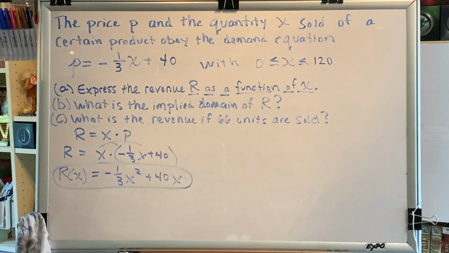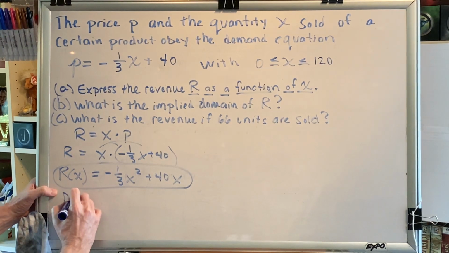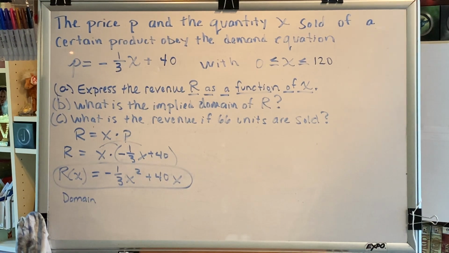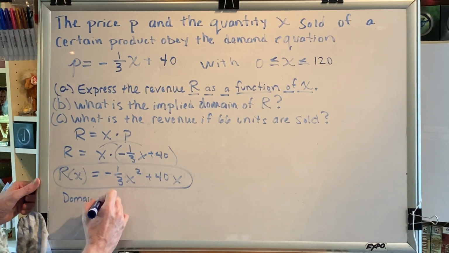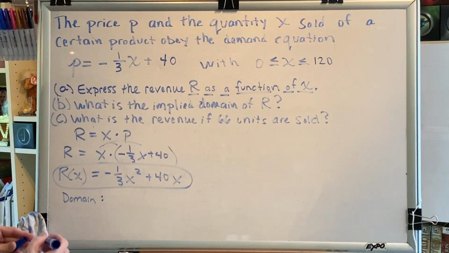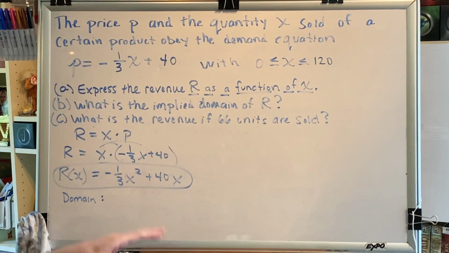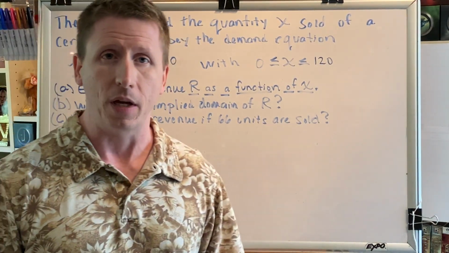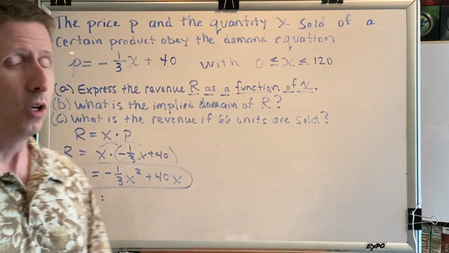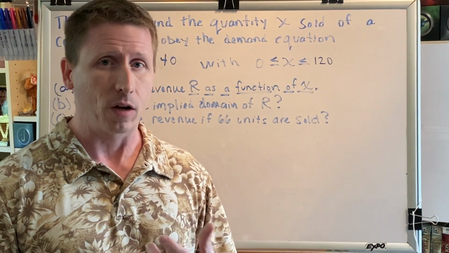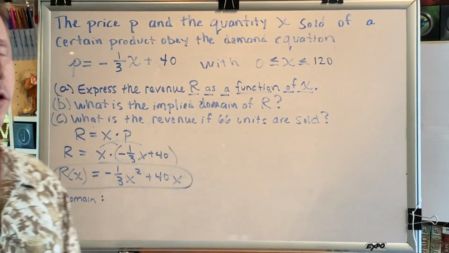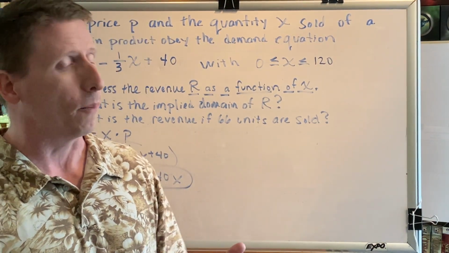Part B, what is the implied domain of R? Well, domain is all of the possible input values for your function. This is our function. The input variable is X, so we're looking for all of the possible X values. Now, if you followed the 4 steps for finding the domain from an equation, you would conclude the domain is all real numbers, because for this particular equation, there are no even index radicals, there's no logarithms, and there's no denominators. Well, there's this 3, but there's no variable in it to make the denominator 0.